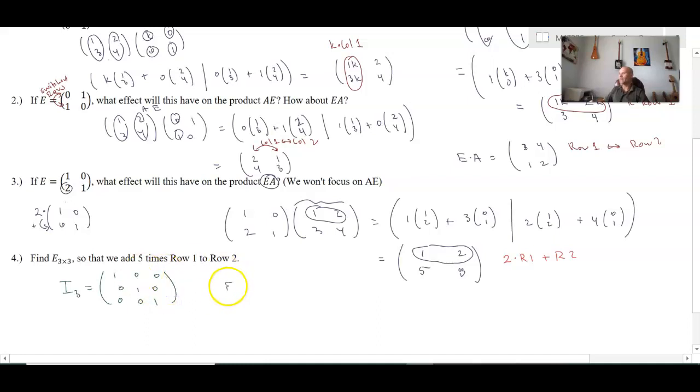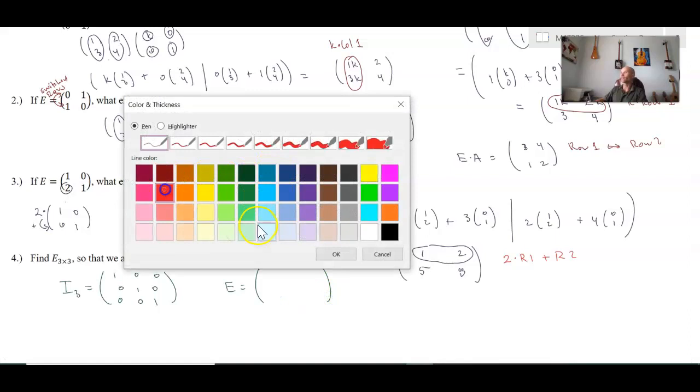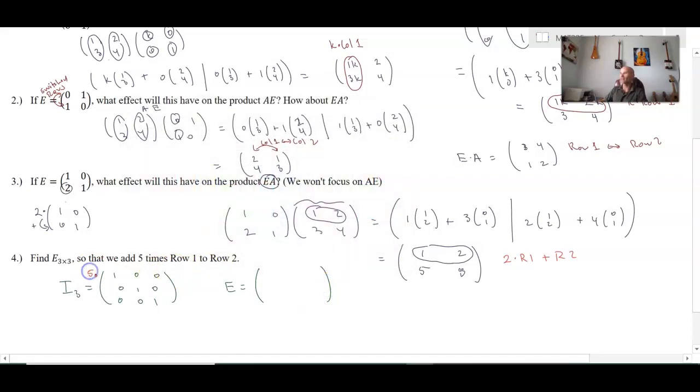Now, to form E, I need to take 5 times row 1 and add it to row 2. So let's think about what this would look like if I took 5 times this row right here and added it to row 2 without changing the first row. We want to keep the first row the same. We take 5 times 1 plus 0 is 5. 5 times 0 plus 1 is still 1. 5 times 0 plus 0 is 0. And so now, if we multiplied this matrix, E, by any 3 by 3 matrix, it would take 5 times row 1 of that matrix and add it to row 2.